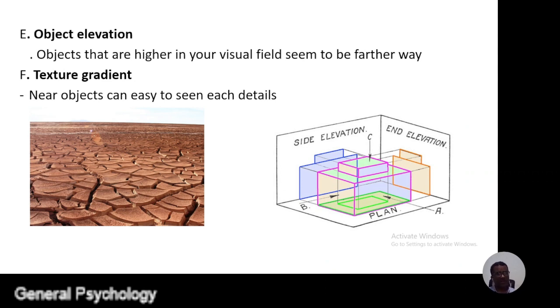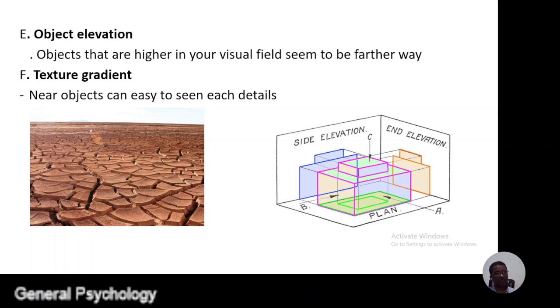The other one is object elevation. Objects that are higher in our visual field seem to be far away. If objects go far away from us, they seem very small. However, if objects come to us, they seem very big. So the distance matters in our perception.